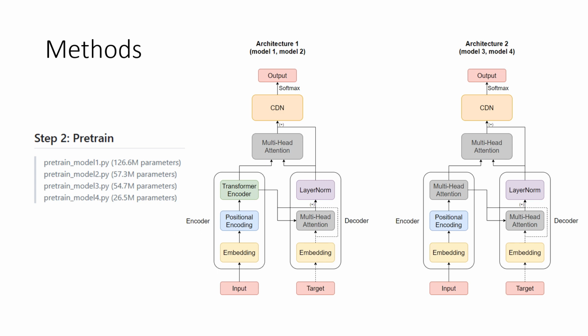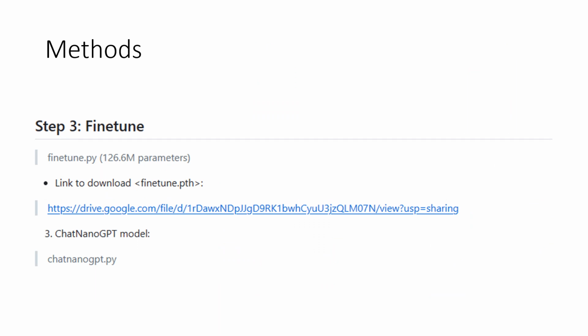Here are the 4 Python files used to pre-train the 4 models. They should be accessible in the GitHub repository. After pre-training, we then use the CNN, Daily Mail, and SQuAD datasets for fine-tuning. The model checkpoints after fine-tuning can be downloaded via this link.